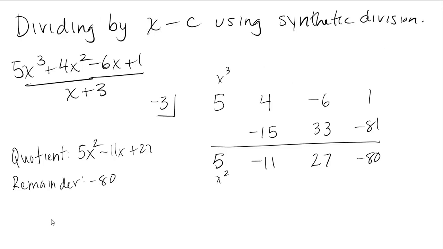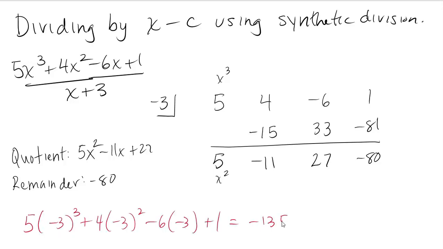Let me show you what I get when I plug negative 3 into that polynomial. 5 times negative 3 cubed is negative 135. 4 times negative 3 squared is 4 times 9, that's 36. Negative 6 times negative 3 is positive 18, plus 1. Negative 135 plus 36 is negative 99. 18 plus 1 is 19. And negative 99 plus 19 is negative 80.